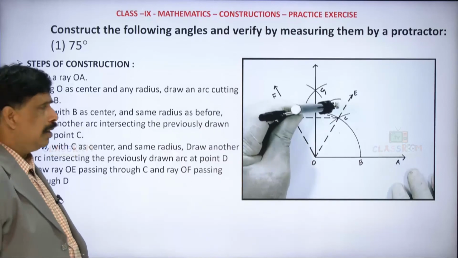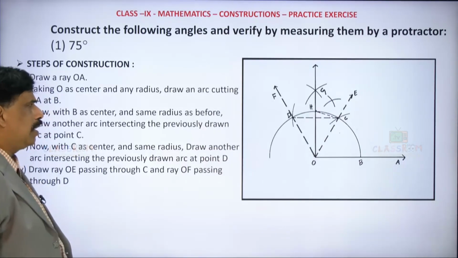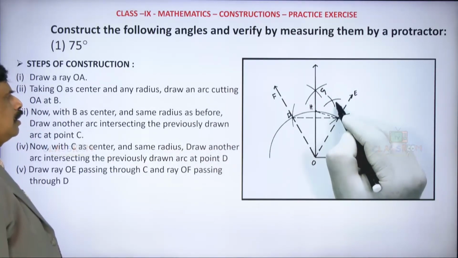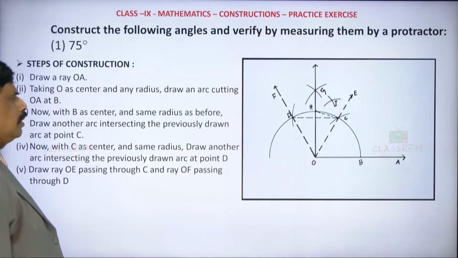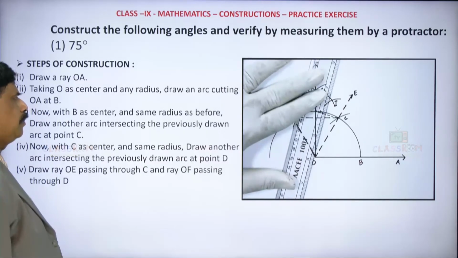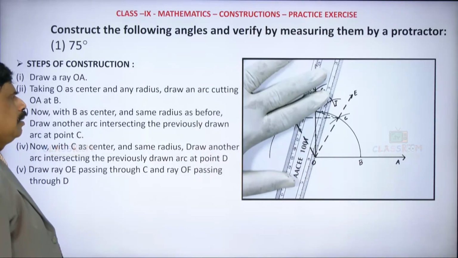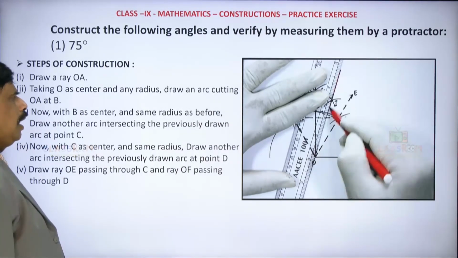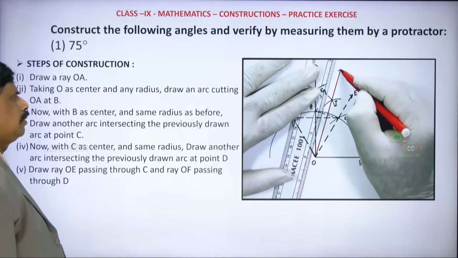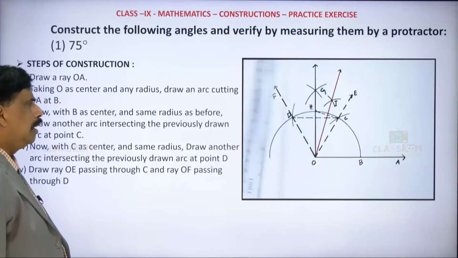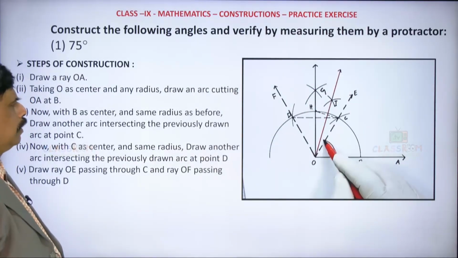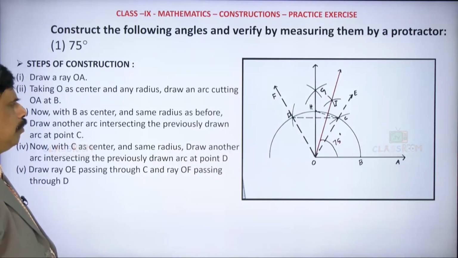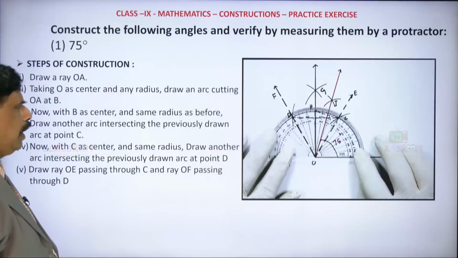So place the compass at C and at H. Take the radius more than half HC. Draw the arcs. These two arcs intersect each other at I. Now join OI. Clear. So that is 75 degrees, because angle AOE is 60 here.